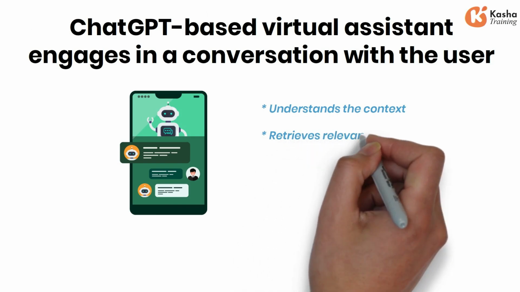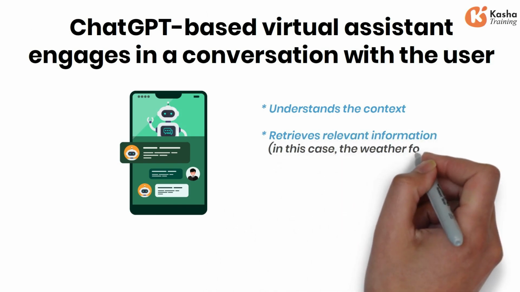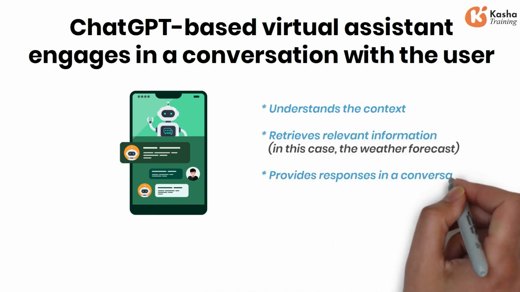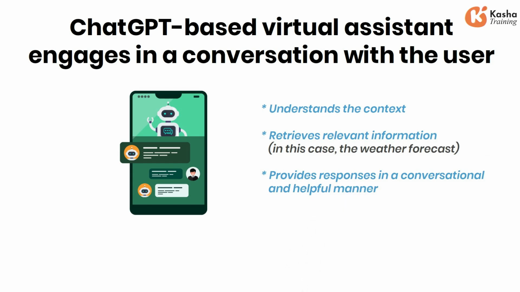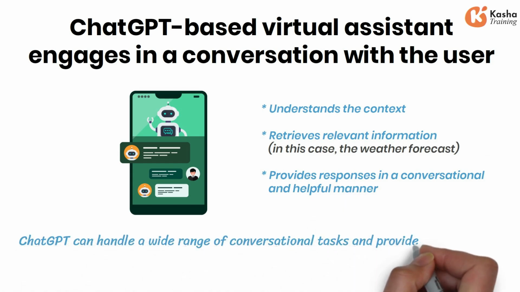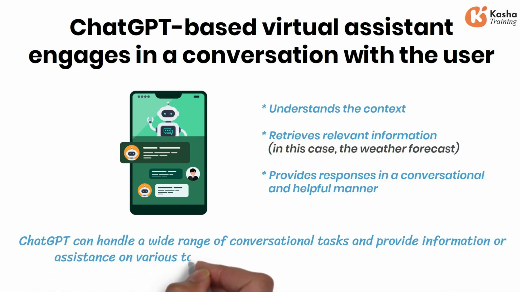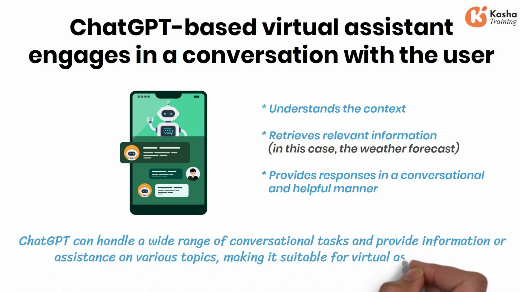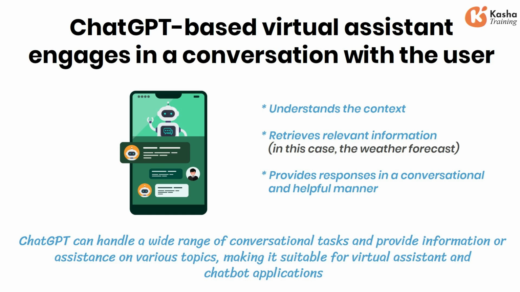context, retrieves relevant information, in this case, the weather forecast, and provides responses in a conversational and helpful manner. ChatGPT can handle a wide range of conversational tasks and provide information or assistance on various topics, making it suitable for virtual assistant and chatbot applications.